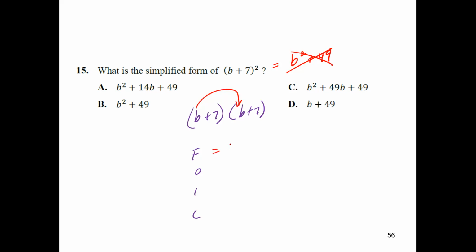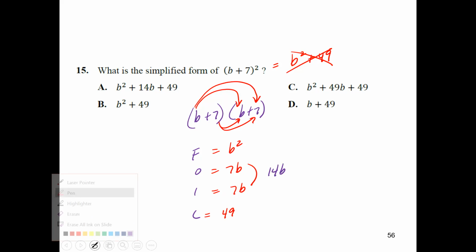So first, outer, inner, and last. So when you add this together, your total is B squared plus 14B plus 49.